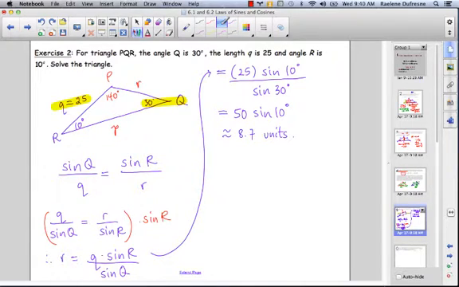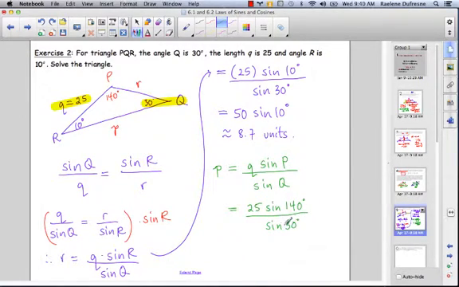We can repeat the process to solve for length P, and I'm going to set up the equation directly to solve for P. I could reciprocate the equation from the beginning, and I know that P is going to equal Q times the sine of P divided by the sine of Q. So rearranging directly, I can find length P as 25 sine of 140 degrees divided by sine of 30 degrees.